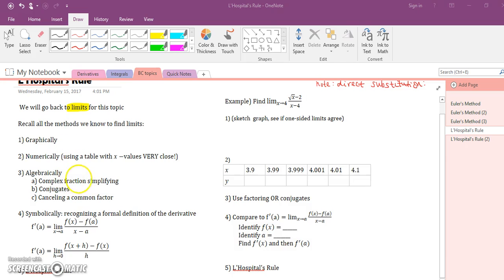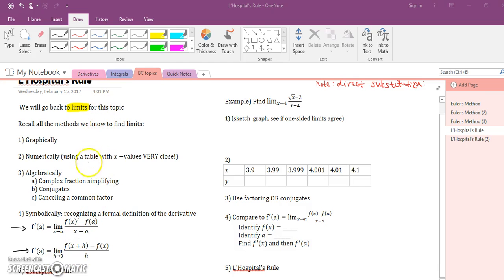We did it algebraically. You could use complex fractions simplifying. You could use conjugates. You could cancel a common factor out if there's a hole in the function. Another way, we could do it symbolically, recognizing a formal definition of the derivative. These are the two formal definitions of the derivative. So you would look at what you were given. You would try using either of the two, pick out what f is and what a is, and then take the derivative of f at that a value. And the fifth way is L'Hopital's rule, which we're adding on today.